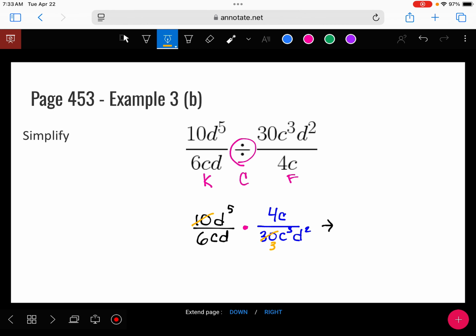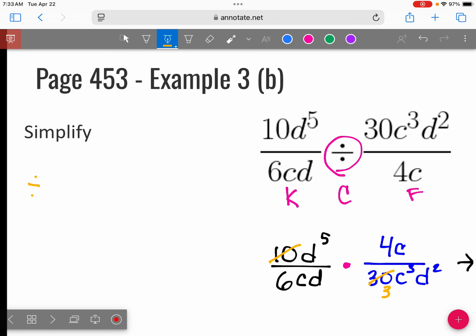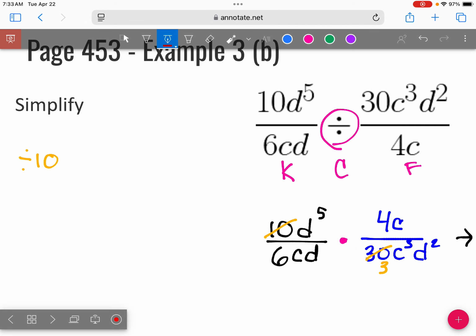Yep, so I can take the 10 and the 30 and divide both by 10. So I'm just going to say I divided by 10 here. And then the 4 and the 6, they can both divide by 2. That's going to leave us with a 2 up here and a 3 down here.